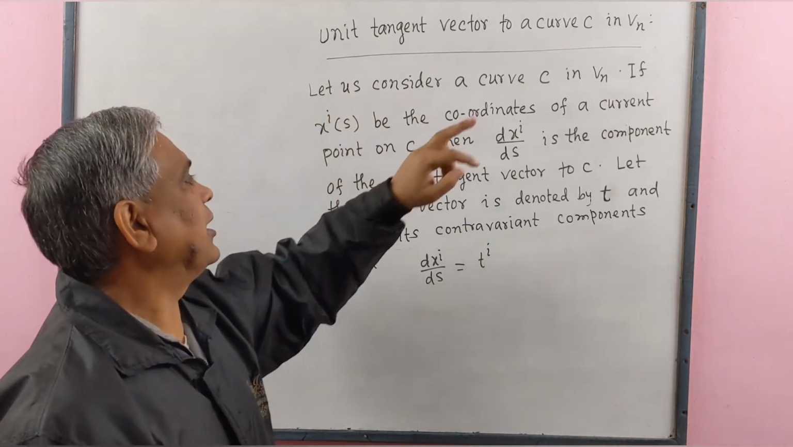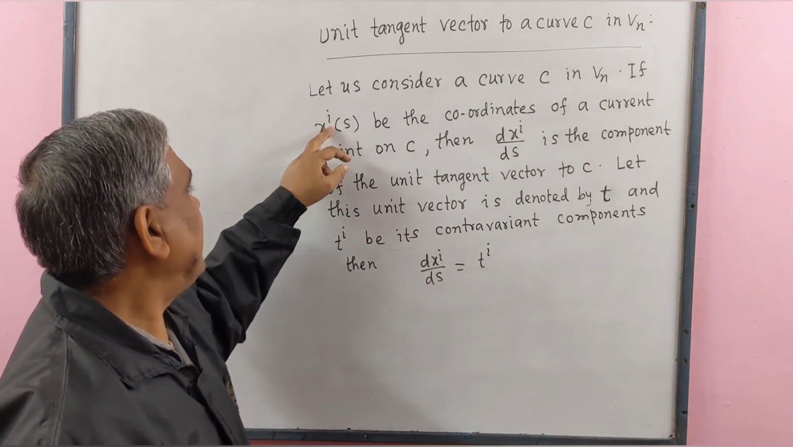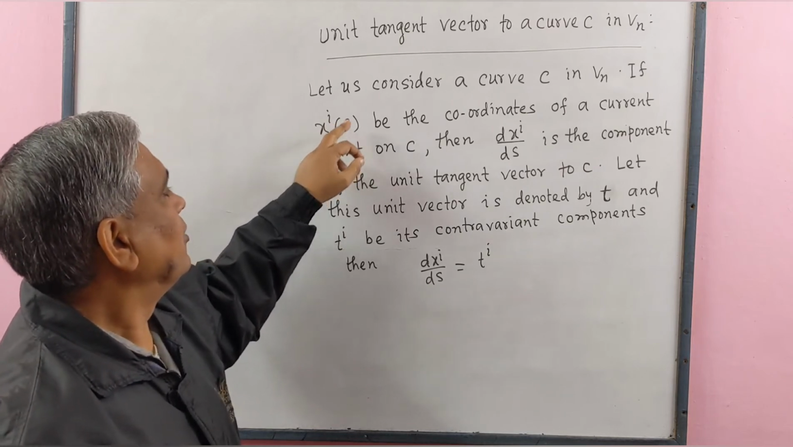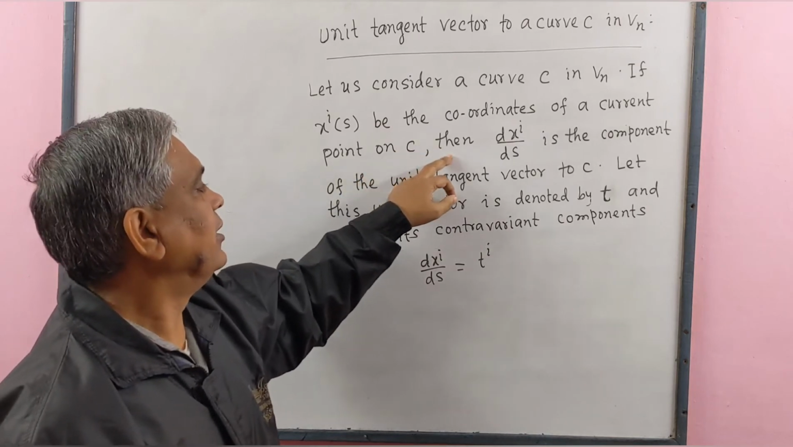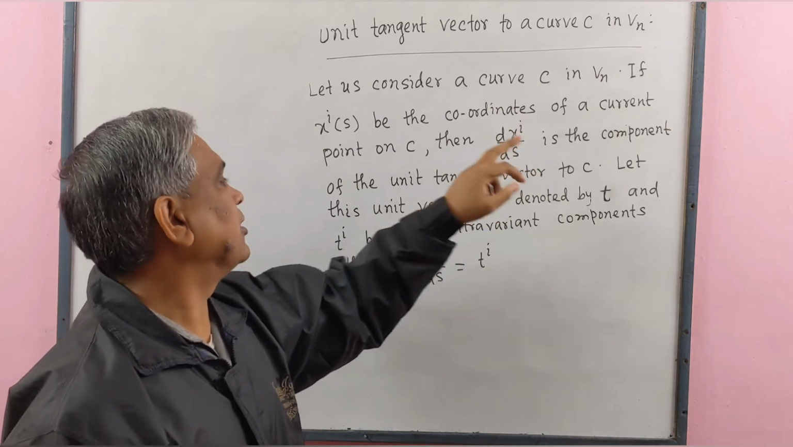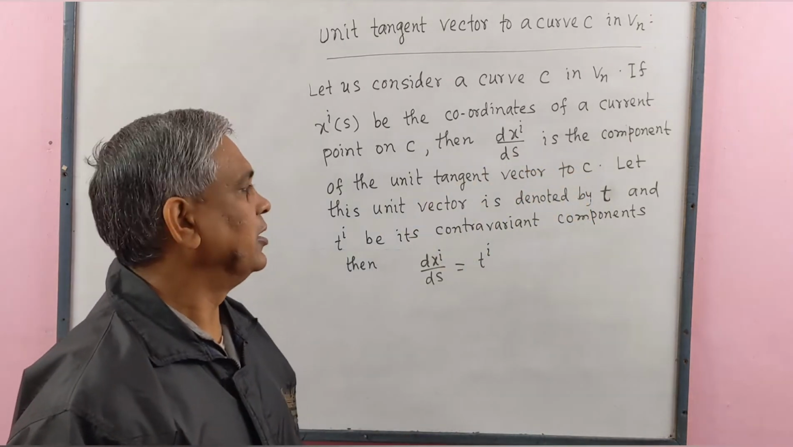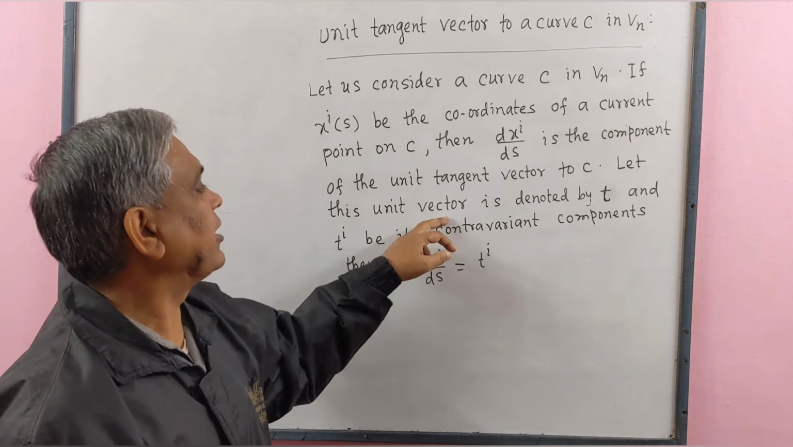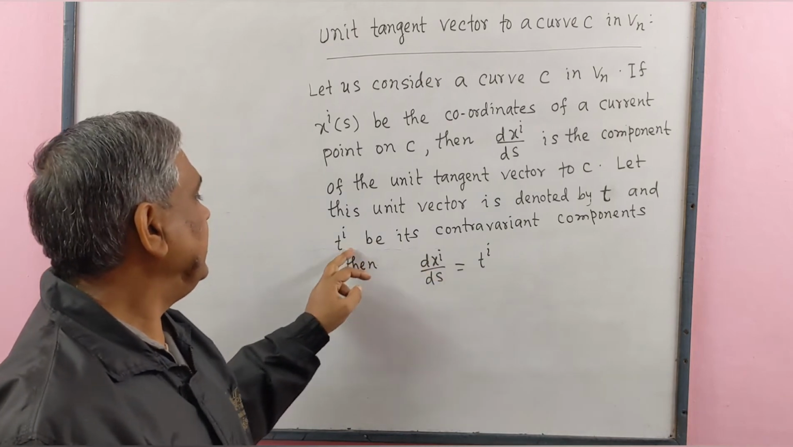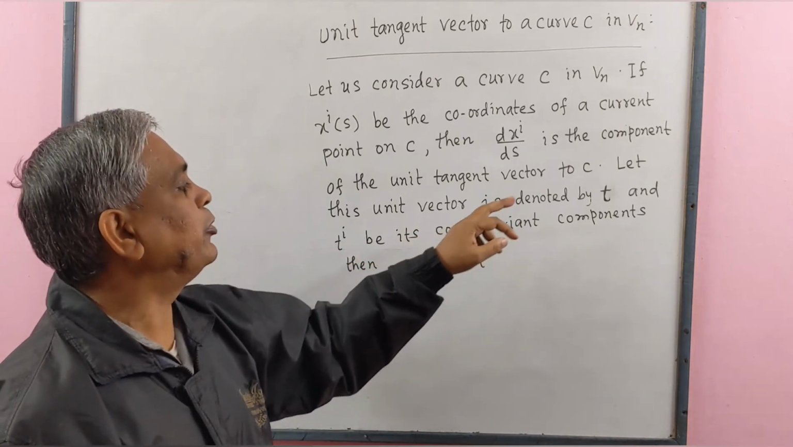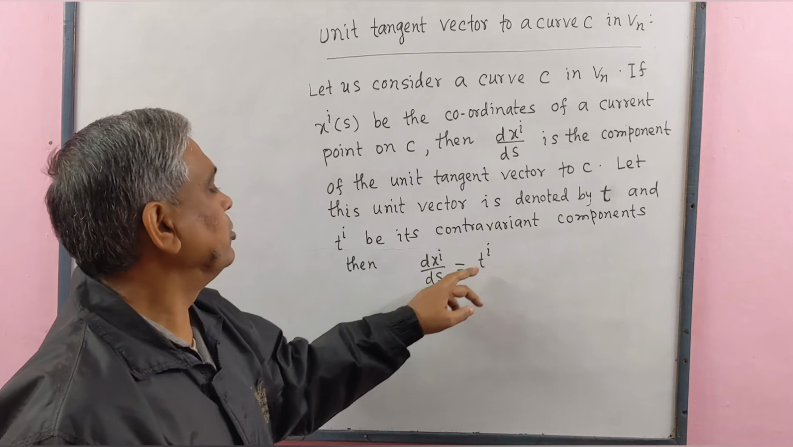Now we define unit tangent vector to a curve C in Vn, that is in n-dimensional space. Let us consider a curve C in Vn. If xi function of s be the coordinates of a current point on C, then dxi by ds is the component of the unit tangent vector to C. Let this unit vector be denoted by t and ti be its contravariant components, then dxi by ds equal to ti.